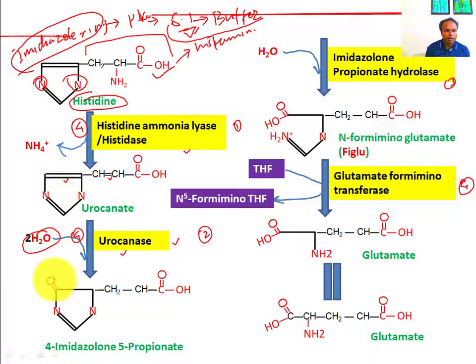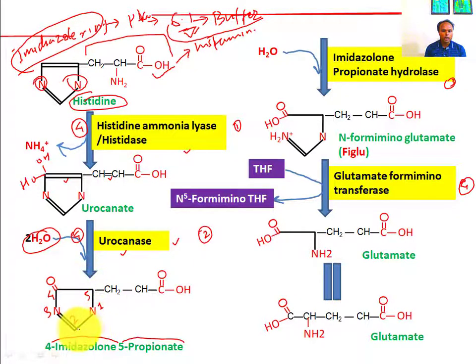Because of rearrangement, there will be insertion of an O group. What will happen is one OH group and another OH group, if placed together, will convert into a CO group. So this urocanate, because of the urocanase enzyme, will convert into 4-imidazolone, 5-propionate. You can number this ring 1, 2, 3, 4. This is 5.